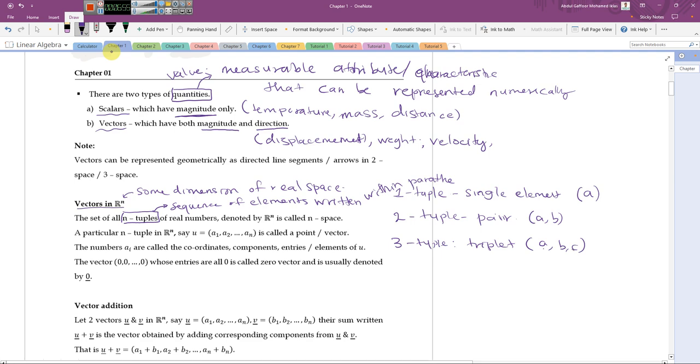Now the set of all n tuples of real numbers denoted by Rn is called n space. A particular n tuple in Rn, say u equals a1, a2, all the way to an, is called a point or vector. So it is a point or vector. We have 2D vectors and 3D vectors, and we will now be discussing the differences between 2D vectors and 3D vectors.